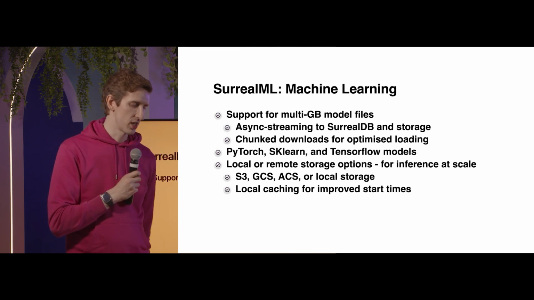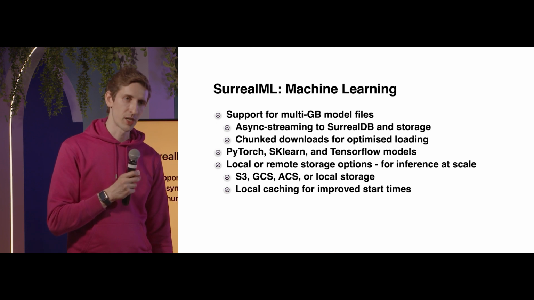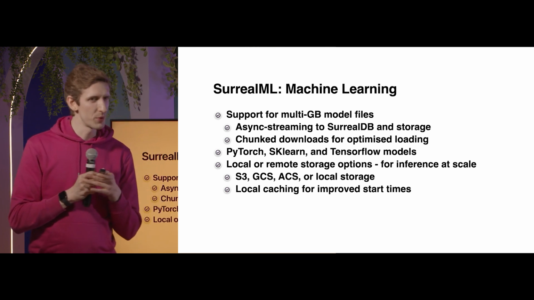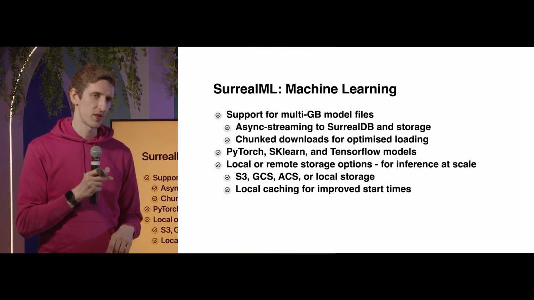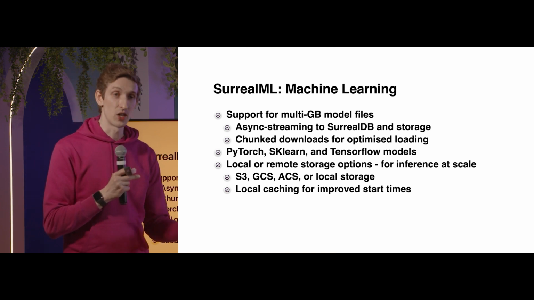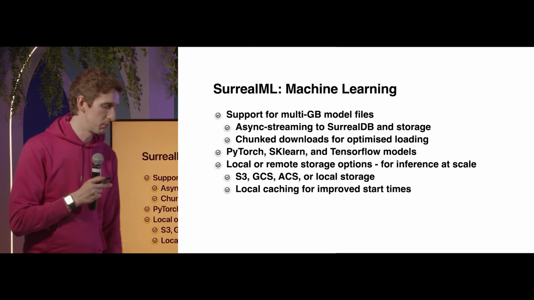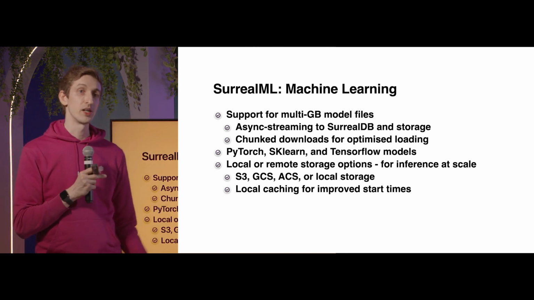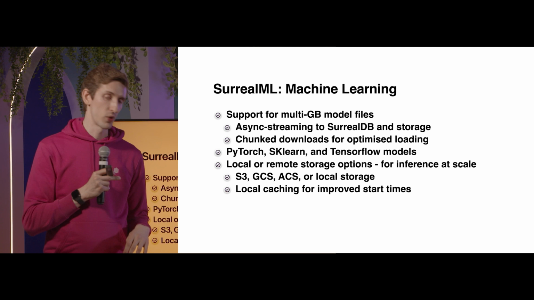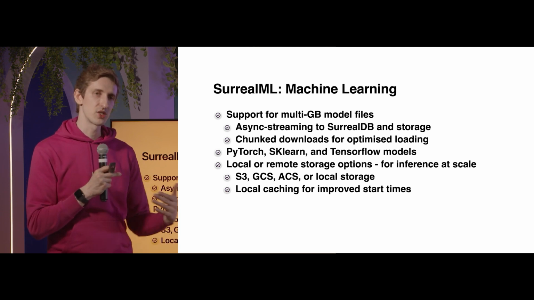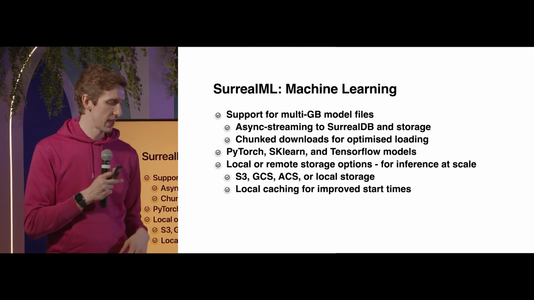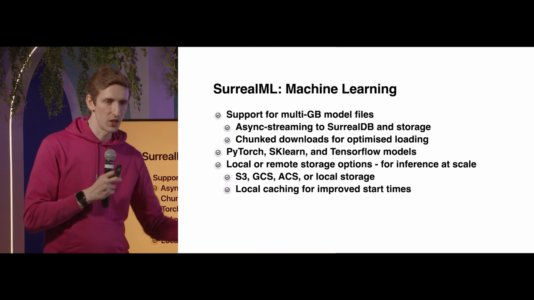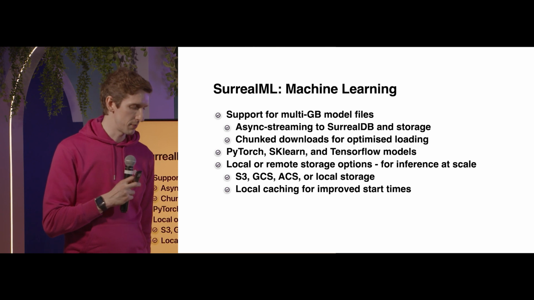Now on the machine learning side, we've got some really exciting stuff coming for 1.1. When we initially released it, we thought we were only going to be able to support up to two gigabyte files, which effectively limits you from doing any large language model support. But we're going to have support for multi-gigabyte files. We're going to support streaming those models into SurrealDB, so it's really efficient, really quick, streaming into SurrealDB, and then streaming that behind the scenes to storage, and I'll come on to that in a bit.